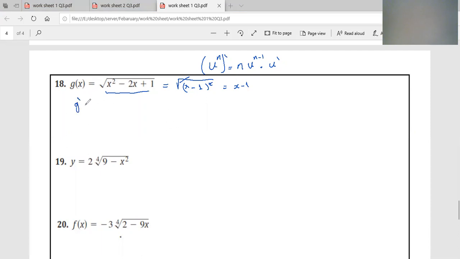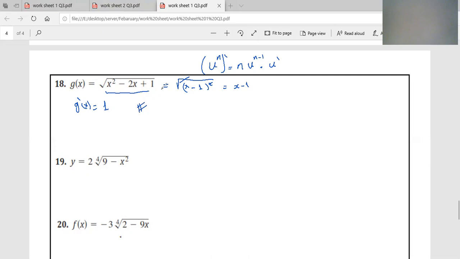Now it is so trivial to find this derivative. What is the derivative of x? It will be 1. Derivative of negative 1, which is a constant, it will be 0. I will not write minus 0. Okay, I think this way it is so trivial, okay?